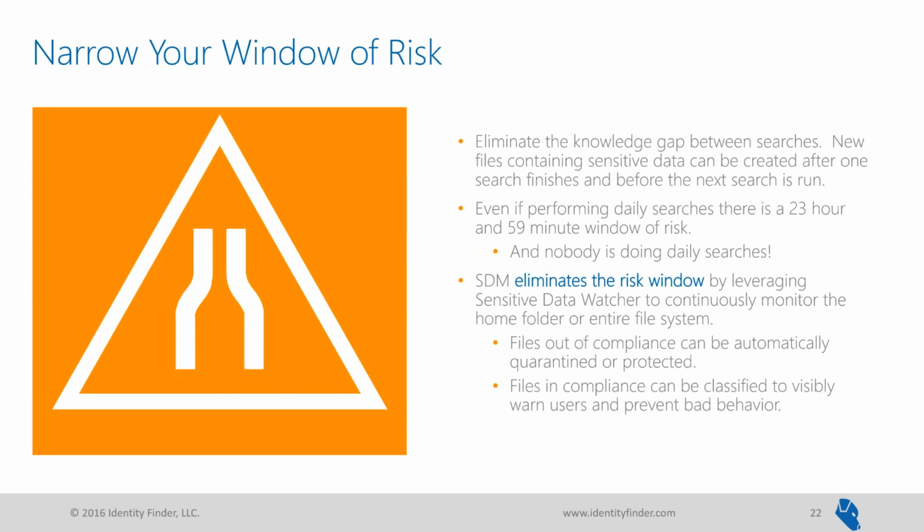So we talked about Sensitive Data Watcher, where maybe you search every week, maybe every night, maybe every month or quarterly or annually, who knows. But the point is, you're probably not searching every 1 second. And the idea with Sensitive Data Watcher is that you've reduced that window of risk from, let's say it was daily, that would be 23 hours and 59 minutes, to literally instantaneous. So you could have had someone create a file 1 minute after the search completed, and until the next search runs, no one's going to know about it. Thanks to Sensitive Data Watcher, you'll know about it instantaneously.